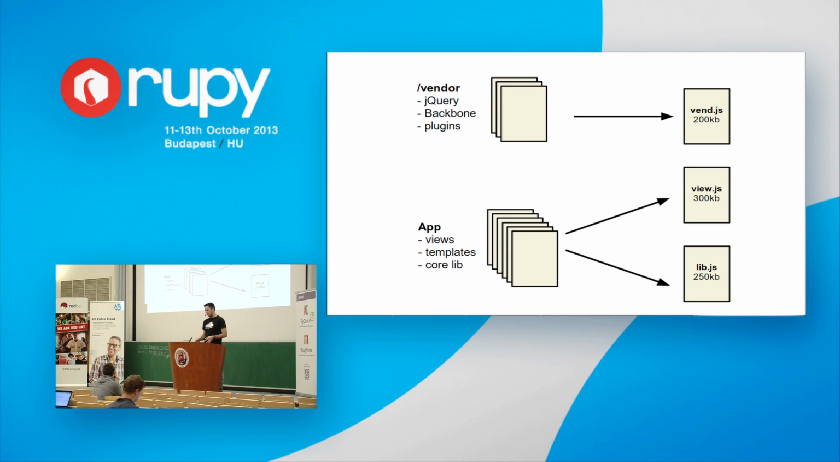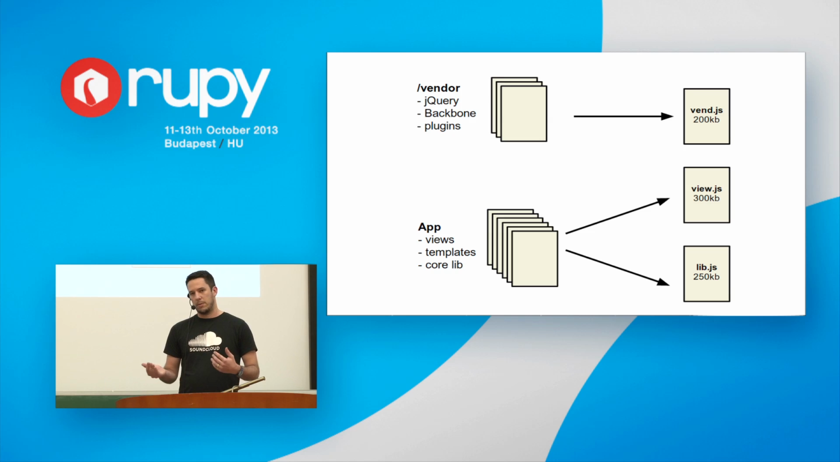At SoundCloud, what we do instead is we gather the files in the same way, but then we actually split them into 3 buckets. And we do this just with a simple regex just on the file name of the file, and we create 3 separate output files. One for vendor files, one for our views and templates, and one for everything else. And there are 2 reasons that this is actually quite useful.